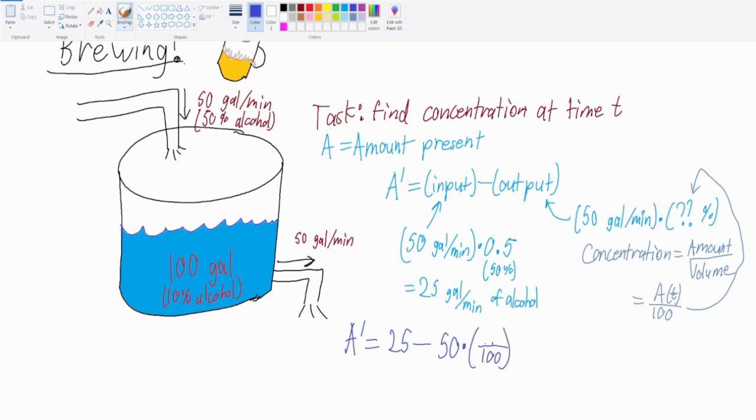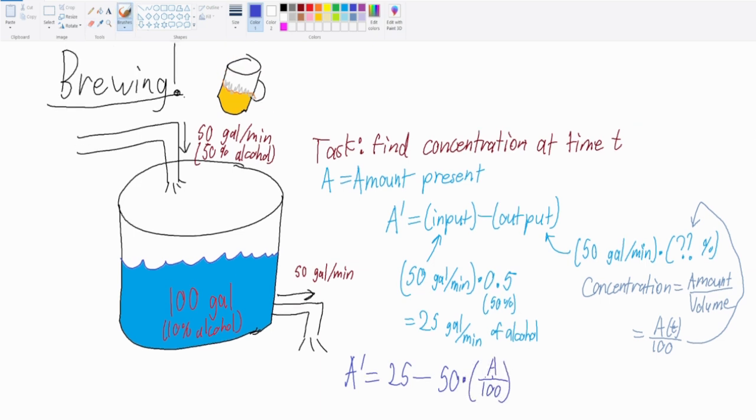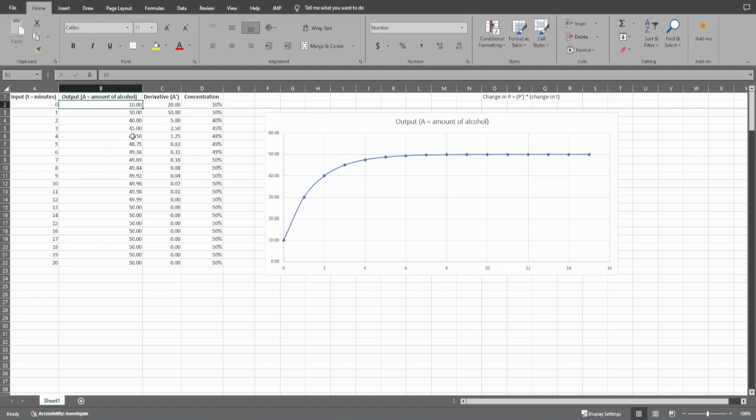So now we can approximate the solution using our usual Excel spreadsheet, and that will tell us the amount of alcohol that is present at any given moment in time. So now if we want concentration over time, we can take this output and divide by 100, and we can see how this concentration will stabilize over time to be 50% alcohol, just like the input. And that's to be expected. But that also means that we can adjust the valves to get whatever concentration we want.